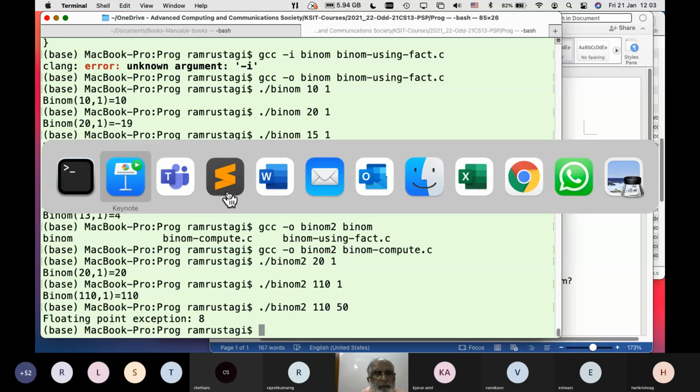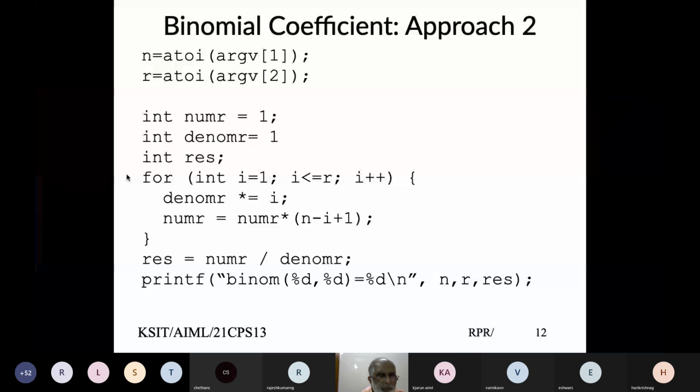We discussed two approaches of computing the binomial coefficient. The first example was finding roots of a quadratic equation involving complex numbers. The second example is computing the binomial coefficient, and either approach would work for it. Any questions about this binomial computation?